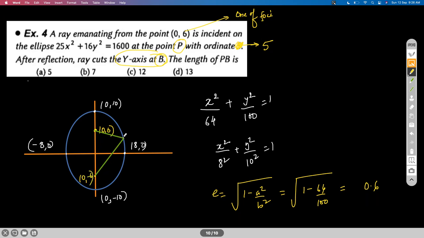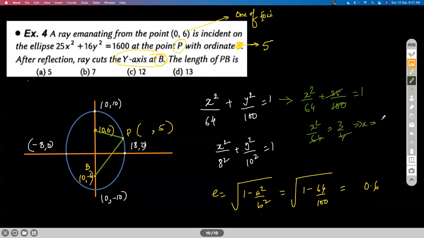But the point where it is hitting the elliptical mirror, that is something. The ordinate is 5. That is what the question setter is giving us. I don't know about the abscissa. Maybe I can figure it out from the equation itself. So in this equation, if you put your y as 5, x²/64 = 1/4, so this is 3/4. So x² is 48. So it's root 48, so you can take it as 4√3.